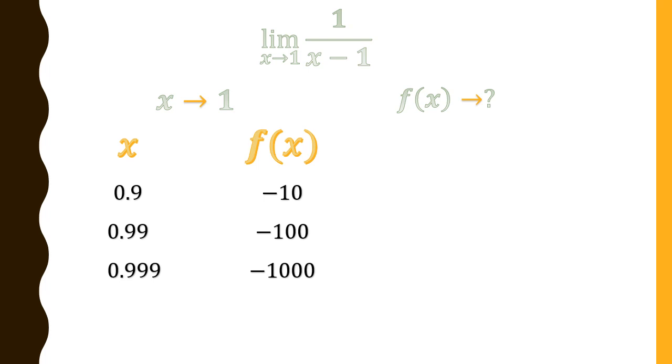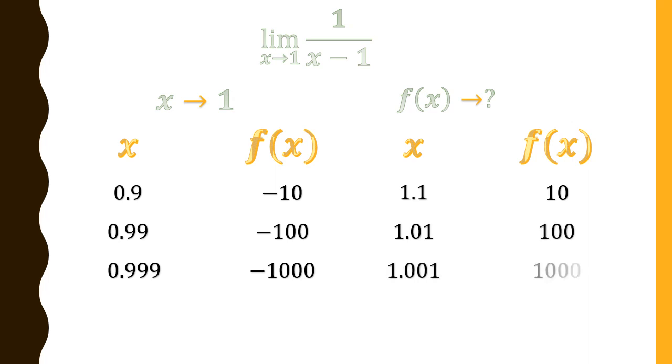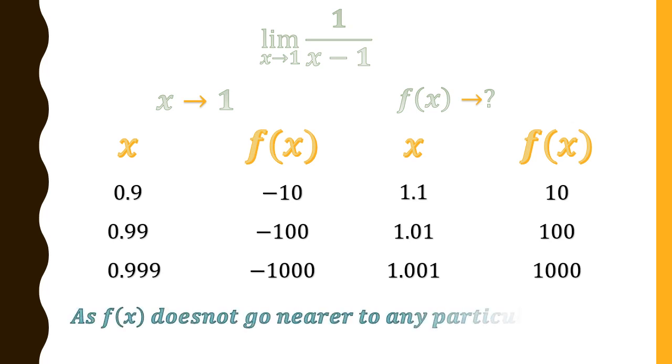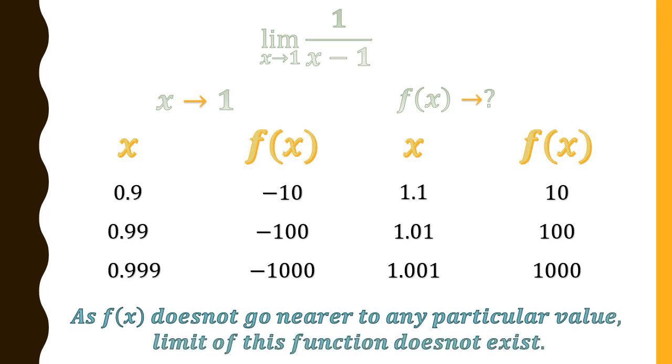Getting my point here, it is not actually going towards any value. Let's be more sure by taking other values also. I will take greater values than 1. 1.1 will get me 10. Now it's positive. Then I take 1.01, it gets me 100. And when I take 1.001, it gets me 1000. So do you have any trend here? 10, 100, 1000, but negative, positive, does it matter? Do I get a single value here? No. As f(x) does not go nearer to any particular value, the limit of this function does not exist.